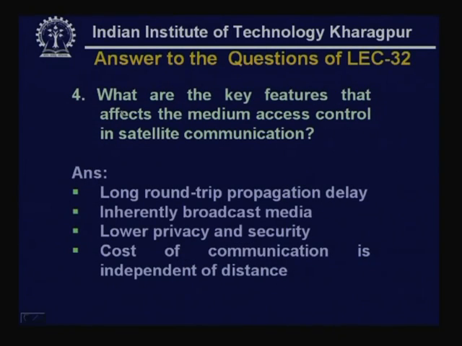Question 4 was, what are the key features that affect the medium access control in satellite communication. We have already discussed in detail. There are 4 features: long round trip propagation delay, which is about 470 milliseconds, inherently broadcast media, low privacy and security, and the cost of communication is independent of distance. So these are the 4 features that you have to take into consideration.